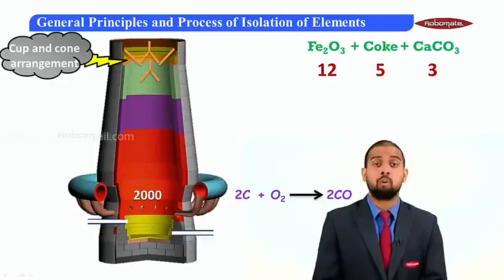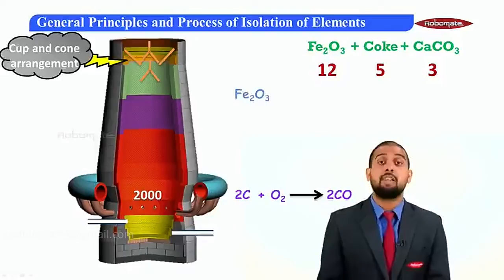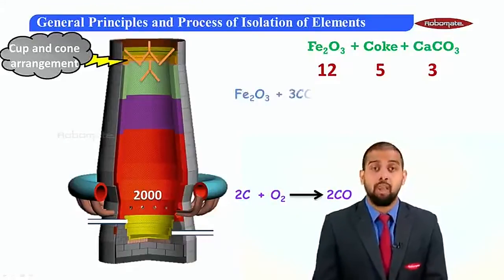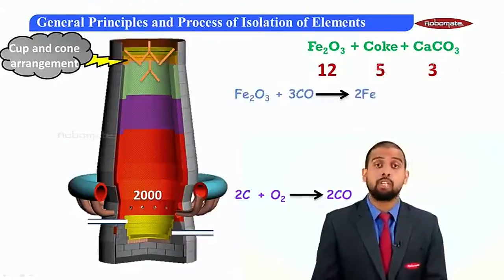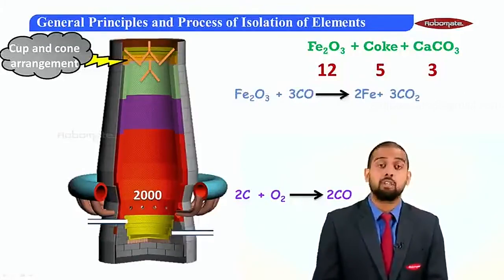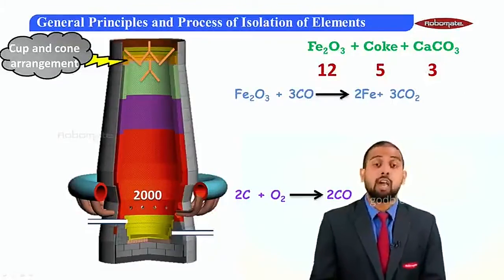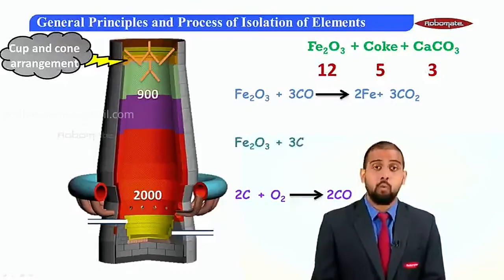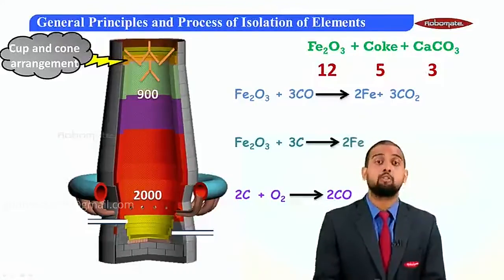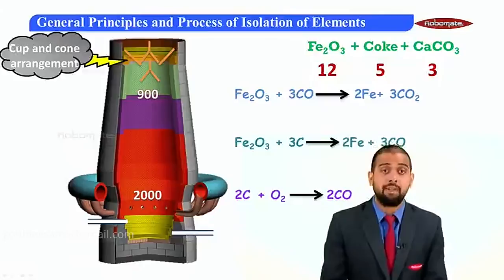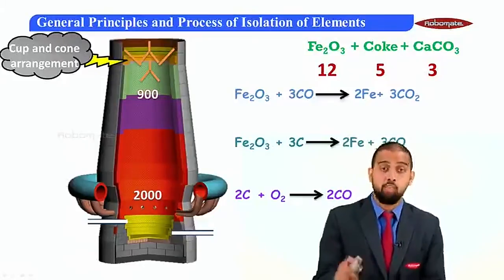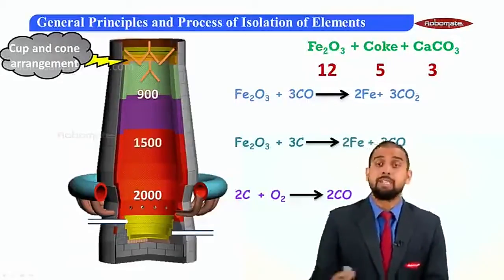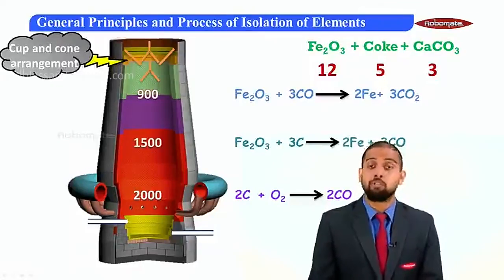Now this carbon monoxide which has been formed can behave like an excellent reducing agent, so it will react with the incoming hematite ore and reduce it to give us iron, and carbon dioxide gas is given out. And we know carbon monoxide is an excellent reducing agent, and by the way, even carbon is a good reducing agent. So it will react with the incoming ore and lead to the formation of Fe, and this time we will get carbon monoxide. In this zone where the reduction is taking place, the temperature is approximately 1500 degrees Celsius.